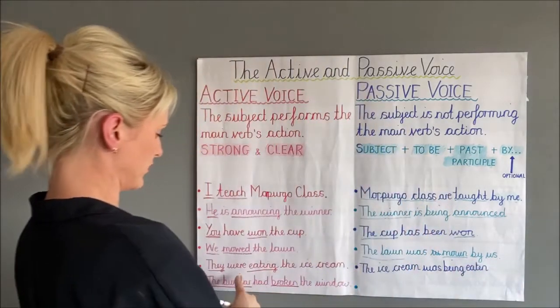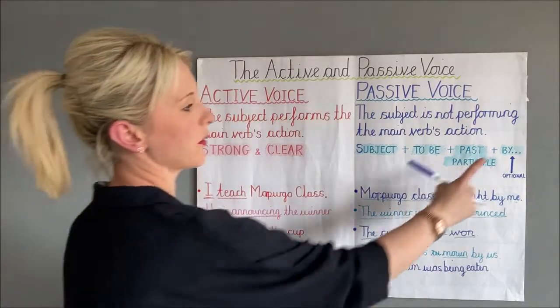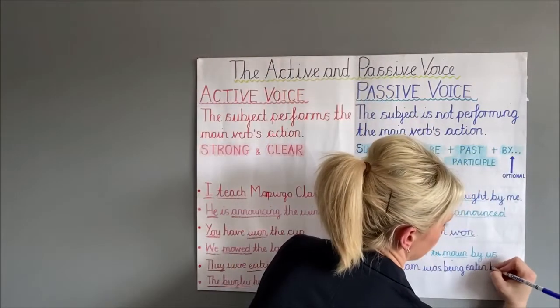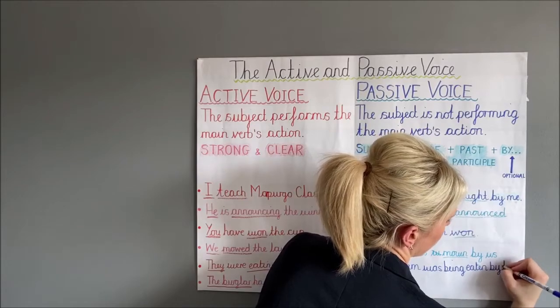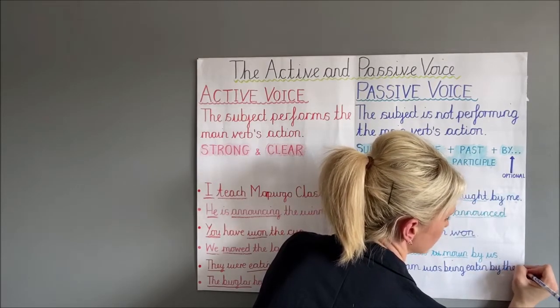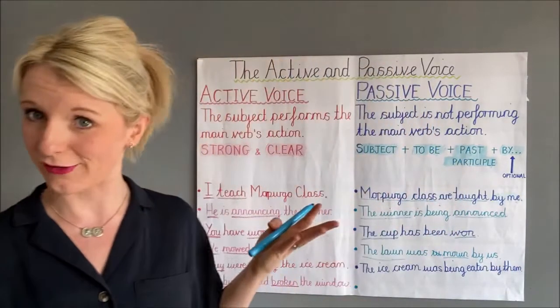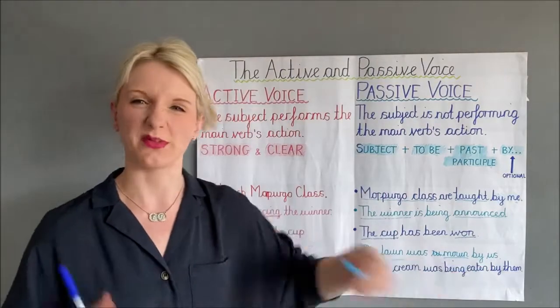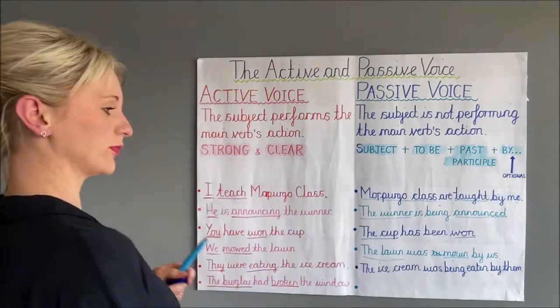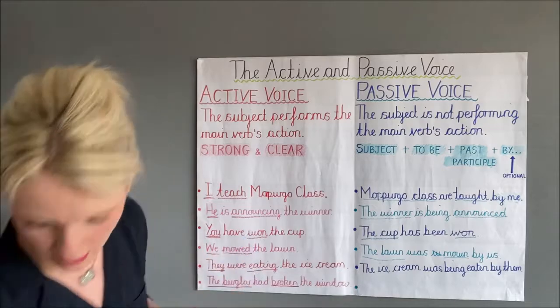And I do know who did it because it told me it was they. So I'm going to add at the end, was being eaten by them. So it might be by the children, by the teachers, by the parents. We don't know who, but we know it was them, whoever them is. Okay, then we'll do one last example.